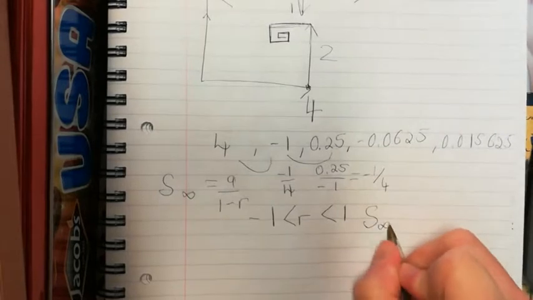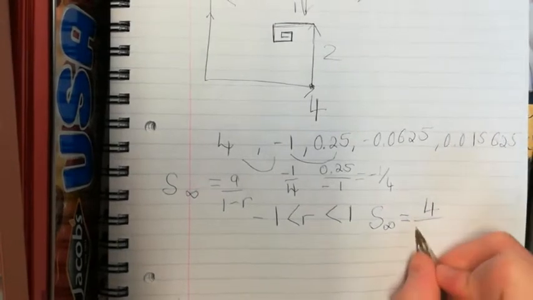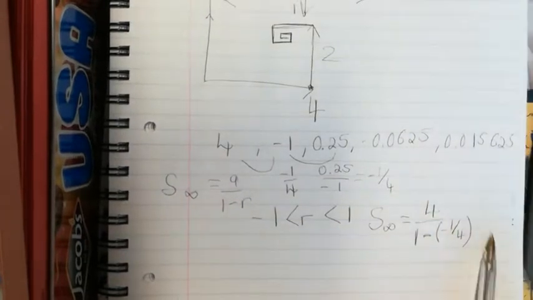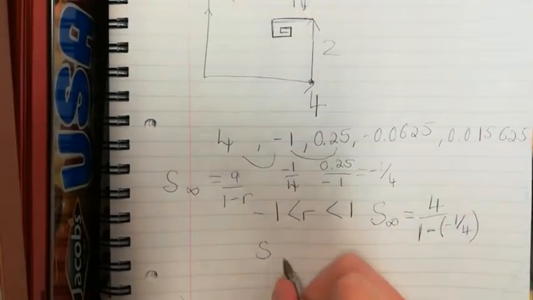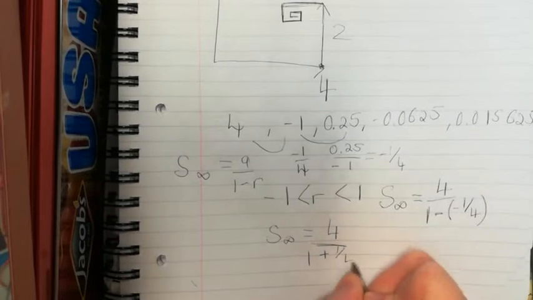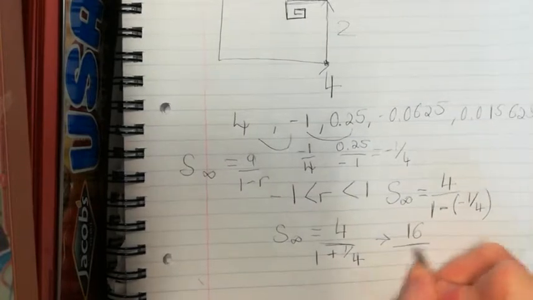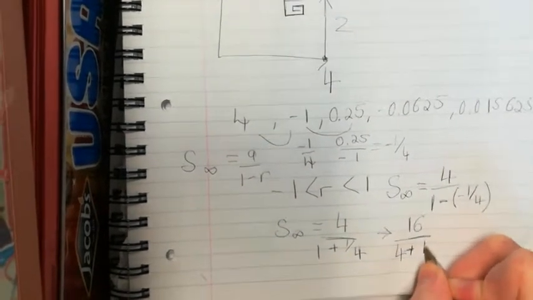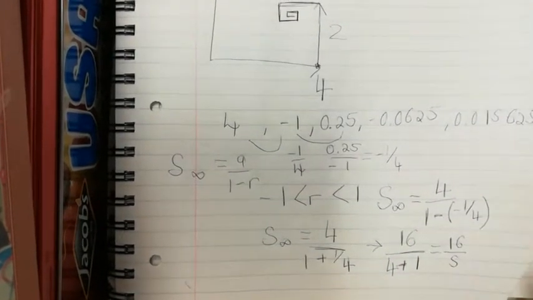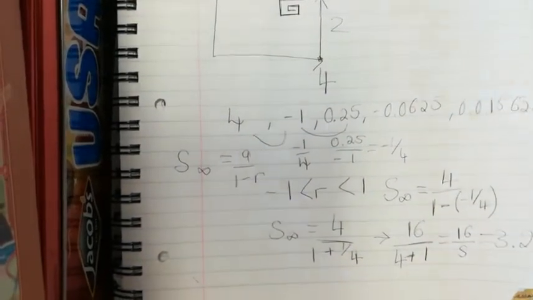So we can stick that into our formula. For the x, the first value is 4. And then it's going to be 1 minus our ratio, minus a quarter. So the sum to infinity is 4 over 1 plus a quarter. If we multiply above and below by 4, we'll get 16 over 4 plus 1, and then we'll get 16 over 5, and they might just want us to put it in decimal as well, and that gives a value of 3.2. So that's our x value.